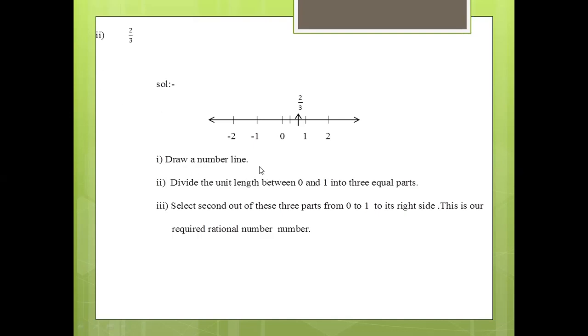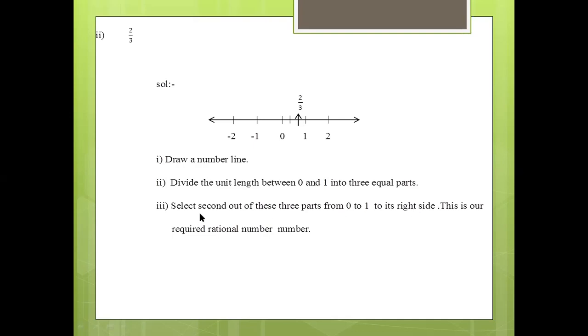Then draw a number line: 0, positive 1, positive 2, negative 1, negative 2. Then divide the unit length between 0 and 1 into 3 equal parts. Why 3 equal parts? Because the denominator is 3. So divide it into 3 equal parts. And then select the second out of these 3 parts from 0 to 1 to its right side. Why right side? Because it is a positive number. If it is negative, then left side.